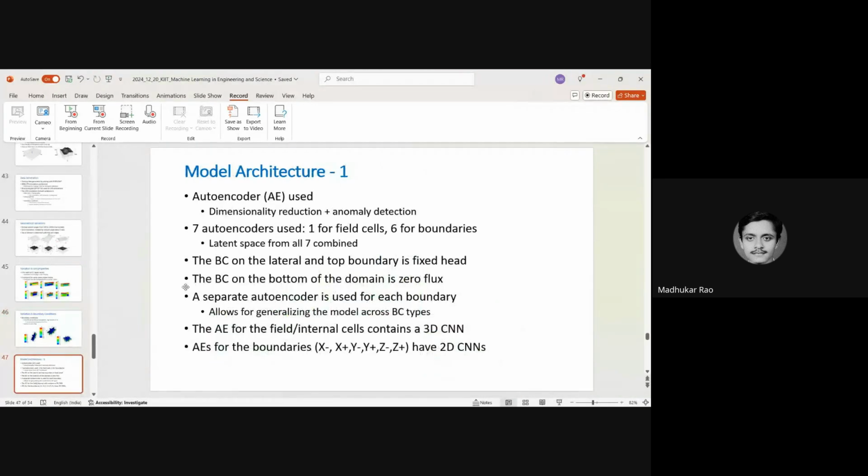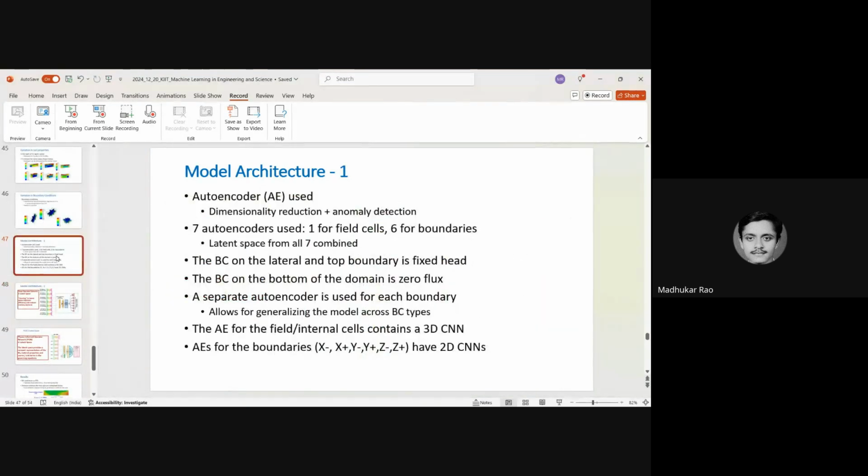So the model architecture: I used the autoencoder, which we talked about a little earlier today, to do the dimensional reduction. Because if you throw in the full input, you will run out of memory on your computer. I mean, even a cluster of computers cannot take that. So I used an autoencoder to do the dimensional reduction.